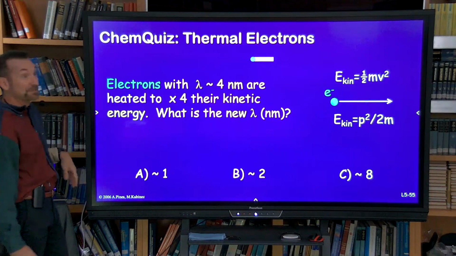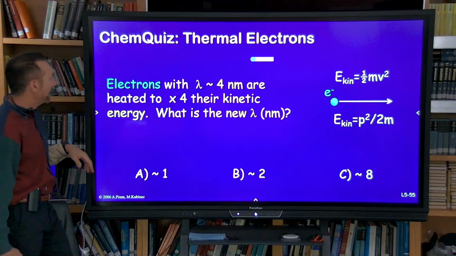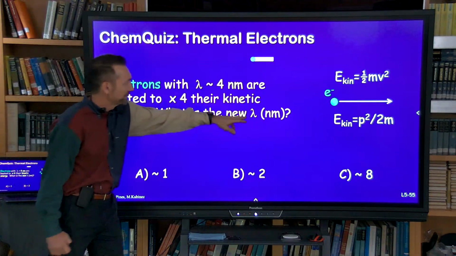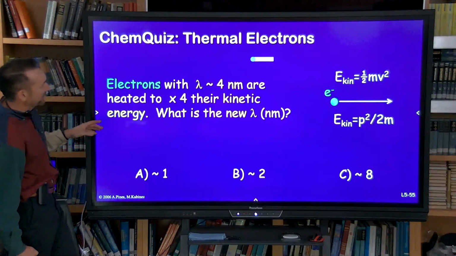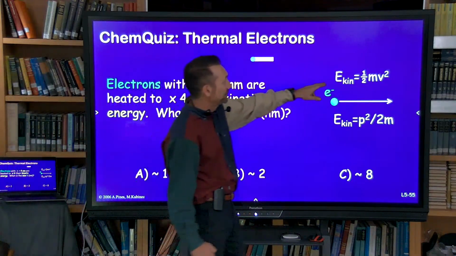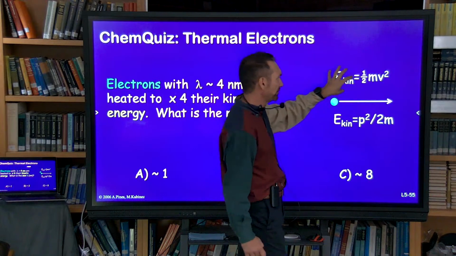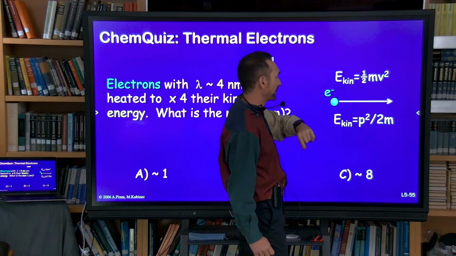Okay, so let's do this one together. Electrons with a wavelength around 400 nanometers are heated to 4 times their kinetic energy. What is the new lambda? So I'm going to increase the kinetic energy of the electrons. Kinetic energy is 1/2 mv squared. We saw that earlier. This is what gives you temperature in systems with moving particles.